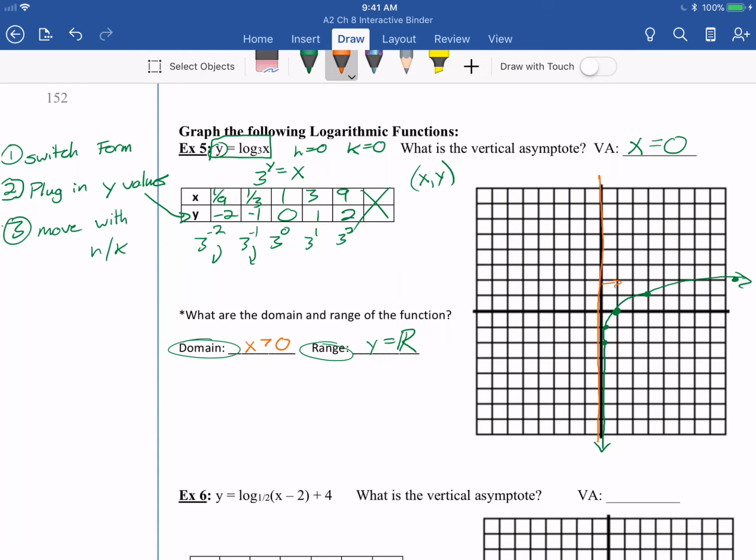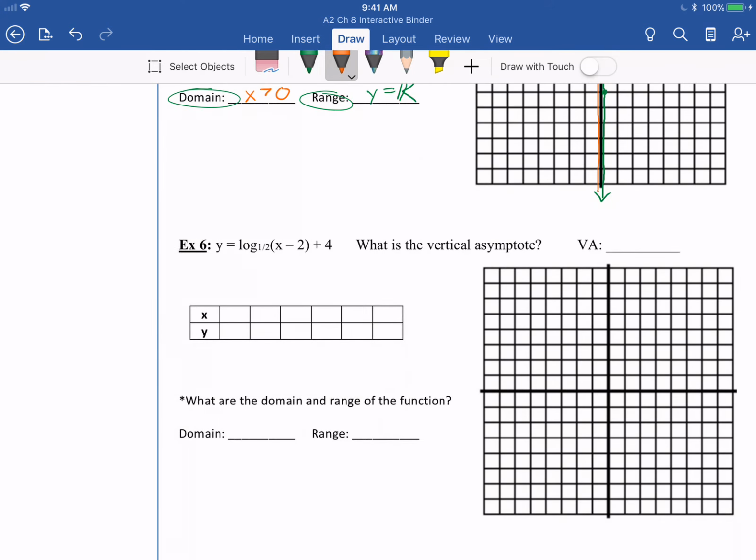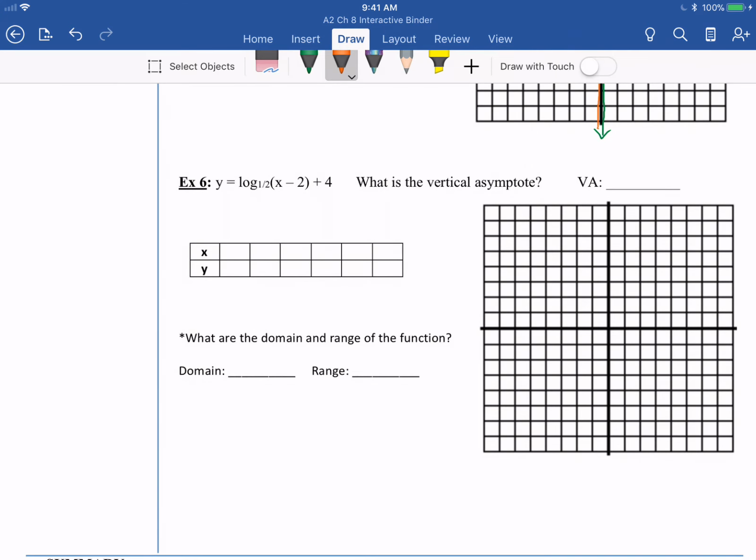All right, awesome. So example number 6, this one's got the whole shebang in it. Let's go through and see what we can find here. Number 6, I like to just square in my parent function. Now, again, switch form. So now I have 1/2 to the y is equal to x. All right, remember, number 2, plug in y's. So I'm going to plug in my y's: -2, -1, 0, 1, and 2. And see what these guys shoot out.